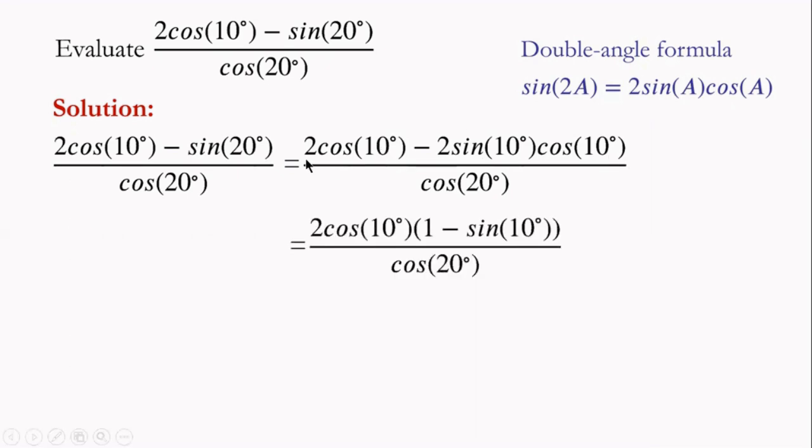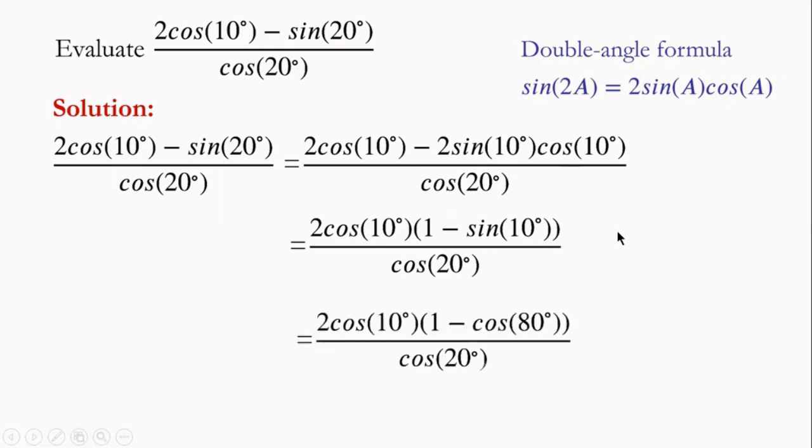Now we focus on the numerator. Both terms have the factor 2 cosine 10 degrees. So we can now write 2 cosine 10 degrees times (1 minus sine 10 degrees). We know that sine x equals cosine (90 degrees minus x). So we can write sine 10 degrees as cosine 80 degrees.